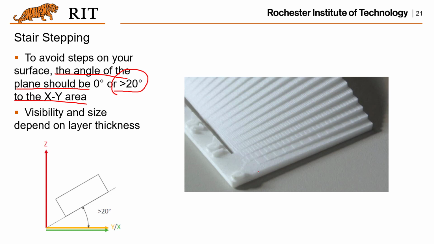Let's look at these figures. As you can see here, you should either print something like this, which is totally on the building platform, or if you want to tilt the surface a little bit, make sure the tilted angle is larger than 20 degrees. For the surfaces with a tilted angle less than 20, there is a very clear stair stepping effect over here.